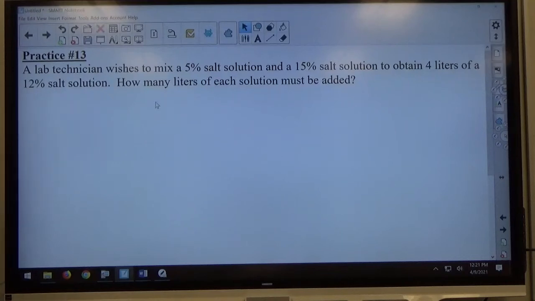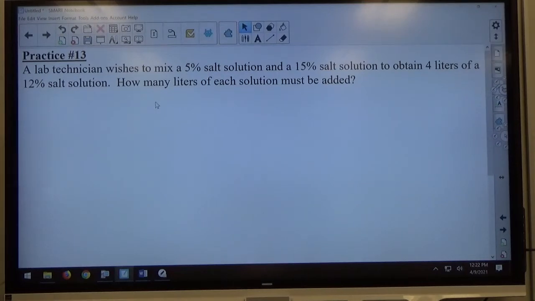So we look at practice number 13 on the back of the page. It's in the independent practice section, but I didn't really teach a problem like this, so I'm going to walk you through this one as well. This one can also be set up as a system of equations, but there's a different way to do mixture problems that's a little bit more efficient than a system of equations. I'd rather you do it the way I'm going to show you.